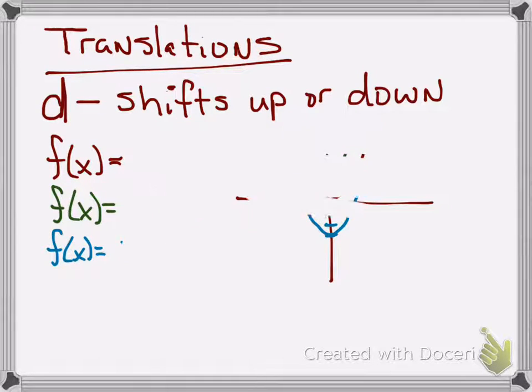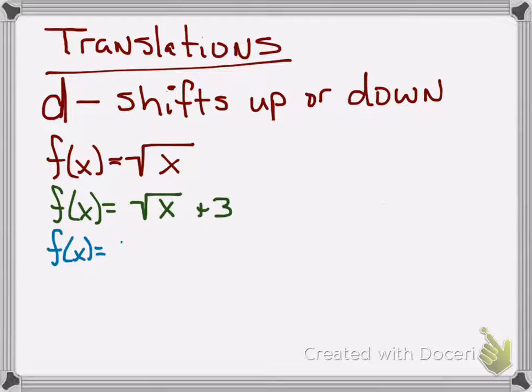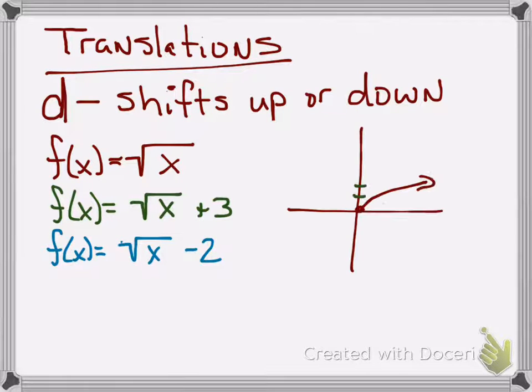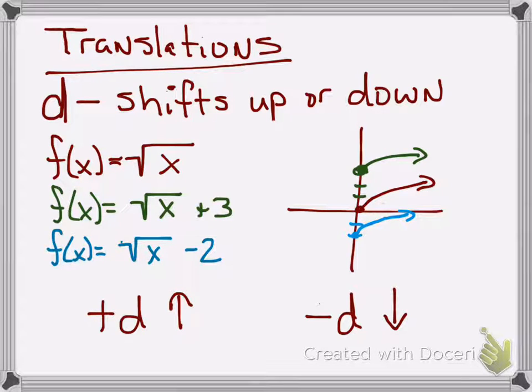Now I'll give you another example, square root of x. It will do the same thing. Notice here, it started at 0, then it moves up plus 3 and minus 2. So when we have the d, which is at the very end, plus moves it up, minus moves it down, and whatever that number is tells you how many. So kind of keep that in mind.